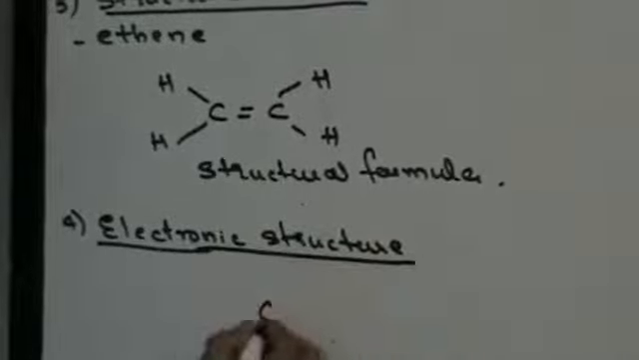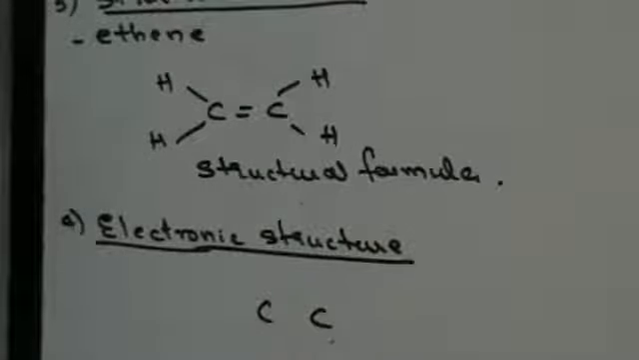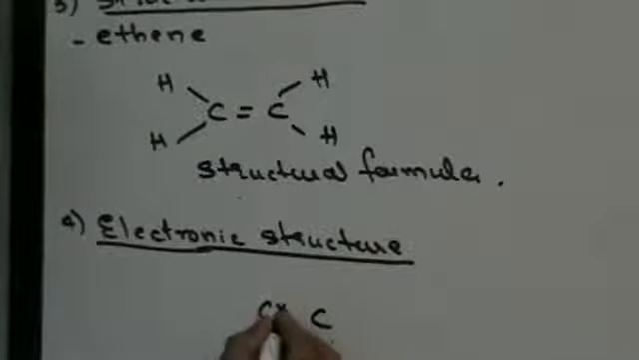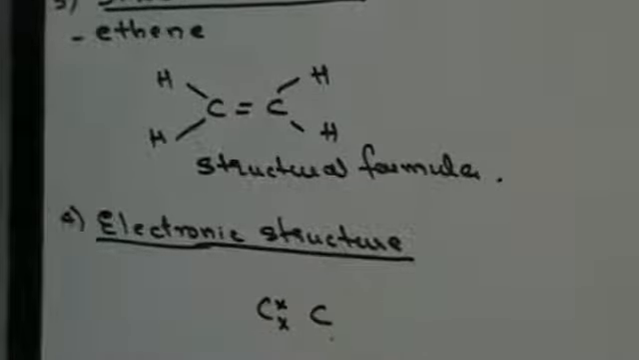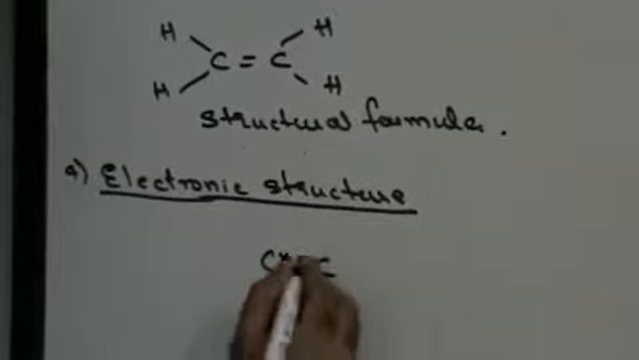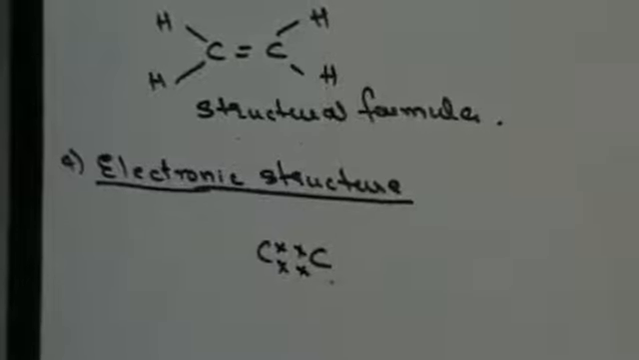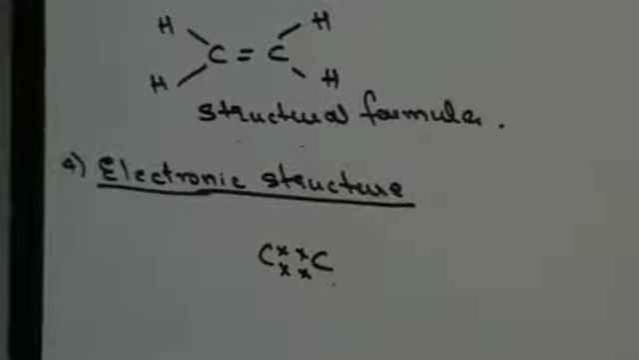Electronic structure of carbon-carbon. Now I'm going to show the electrons of carbon by crosses. So this carbon has 2 electrons and 2 electrons. Both the carbons share a pair of electrons and form the bond here.